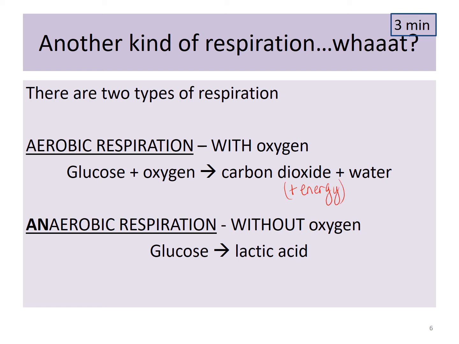Now the second kind of respiration reaction is called anaerobic respiration, and this takes place when you don't have enough oxygen. You can see at the bottom the equation, I've got glucose and it's simply turning into a chemical called lactic acid. Now this also produces energy, but just not as much as if oxygen was present. So anaerobic respiration takes place without oxygen.